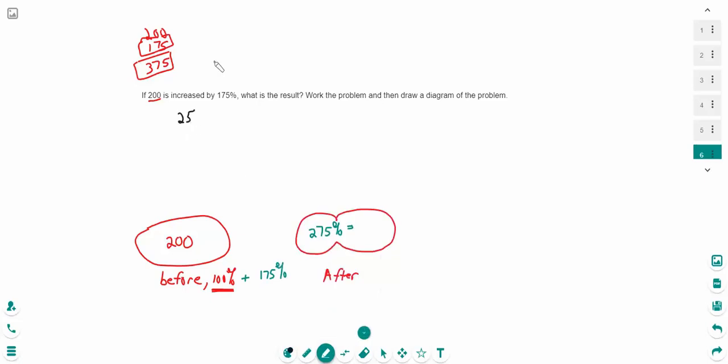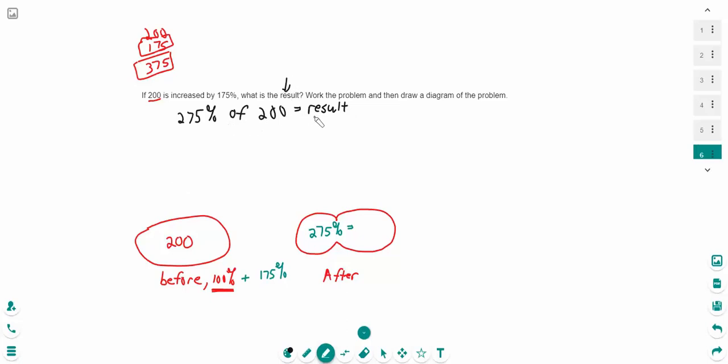275% of 200. We know how to work that mathematically. It's multiplication, right? And this is going to equal some result, which is what they're looking for here. What is the result? So 275% of 200 is going to equal the result. We need to just multiply this.